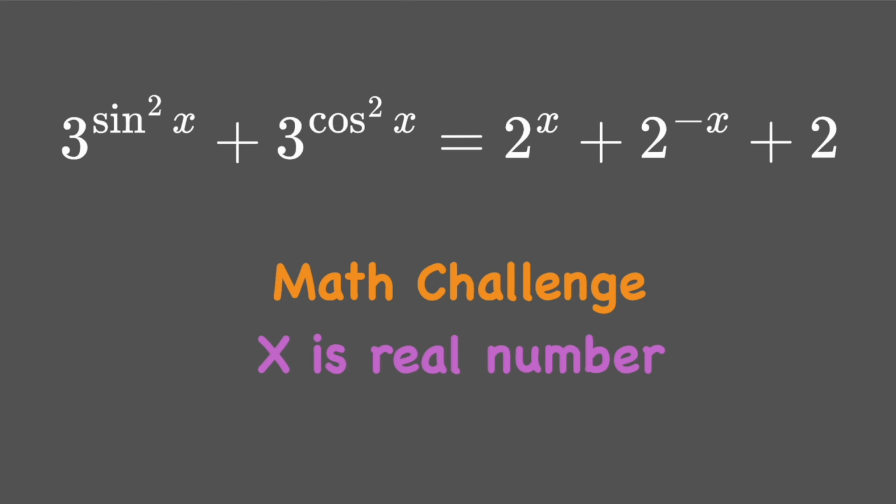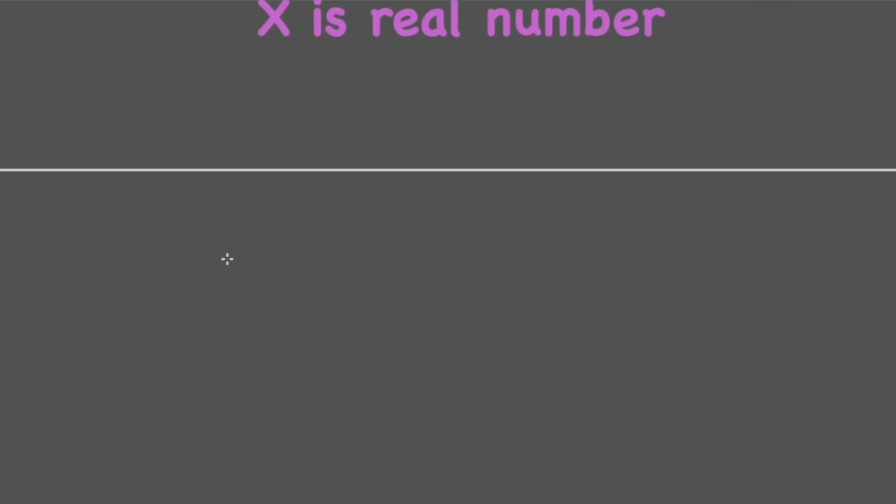Hi, welcome back. The problem today is about the exponential equation, but in the exponent, it contains the sine x and cosine x. Now, let's get started. We have 3 power of sine square x plus 3 power of cosine square x equal to 2 power of x plus 2 power of negative x plus 2.